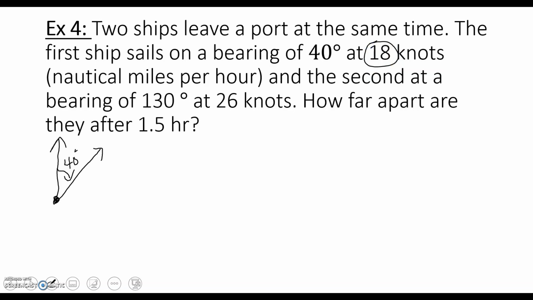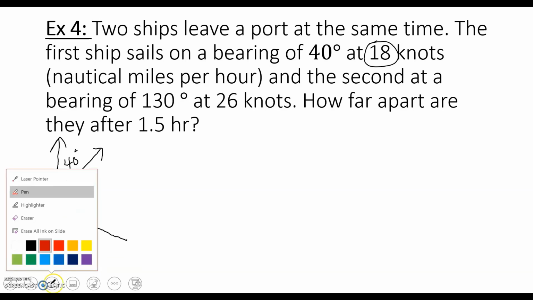The second one travels on a bearing of 130 degrees. So from that same north line, we're going to measure 130 degrees, which is a little further than that. Probably about right here. Well, if this is 130 and this is 40, that means 130 minus 40 is 90. That means this angle right here is 90 degrees. Now the whole angle is 130, but this angle right here is 90 degrees, which is really important. That lets us know that we have a right triangle here.